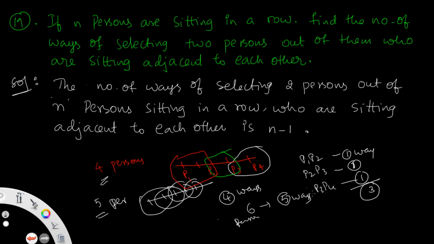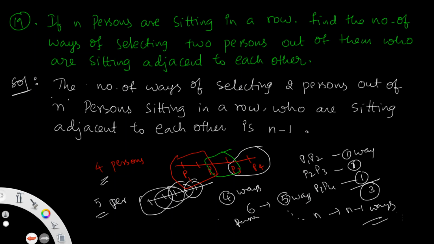So in general, if n persons are sitting in a row, the number of ways of selecting 2 persons sitting adjacent to each other: for 4 persons you get 3, for 5 persons you get 4, for 6 persons you get 5 ways. Similarly, for n persons you get n minus 1 ways. This is the objective question. Simple logic, Nana. Don't be afraid of this question.